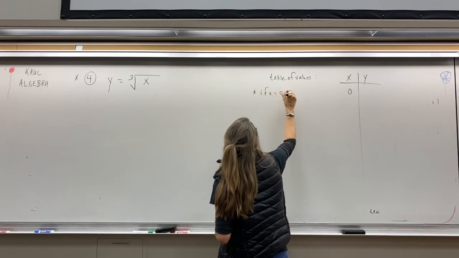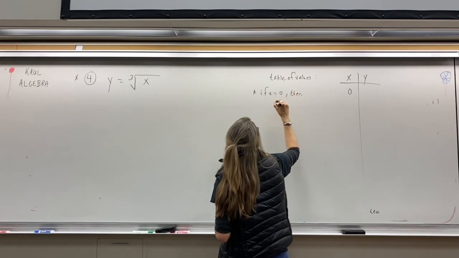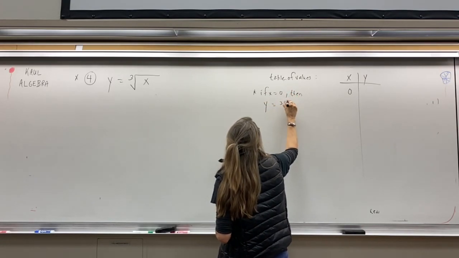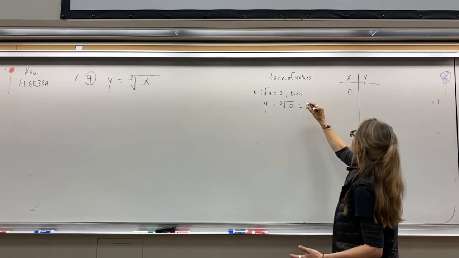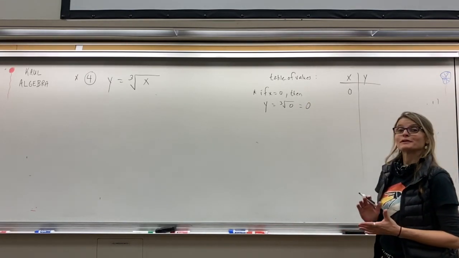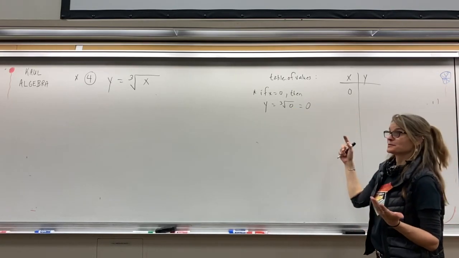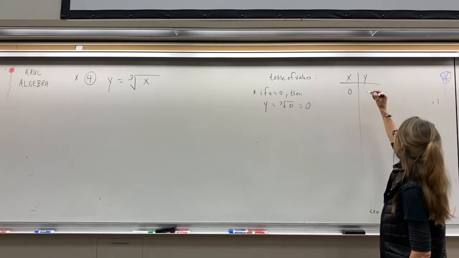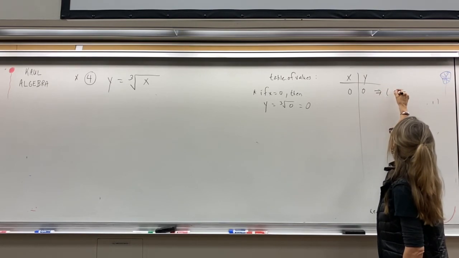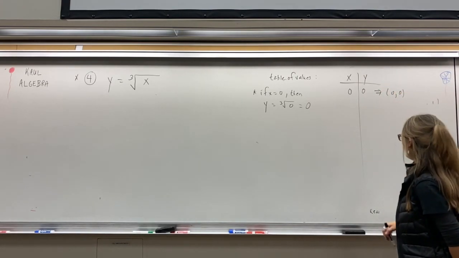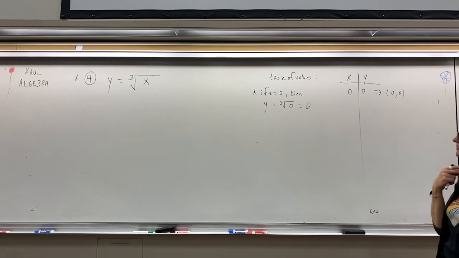If x equals 0, then y equals the cube root of 0, which equals 0. Okay, what number multiplied by itself 3 times gives you that 0? Well, it has to be 0. 0 times 0 times 0 equals 0. So we have the ordered pair (0, 0) on the graph.